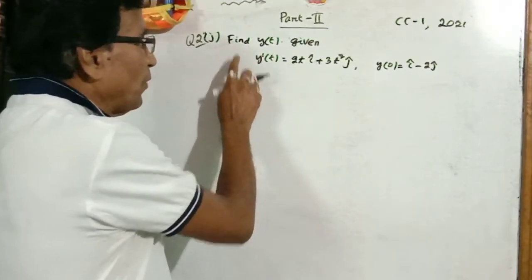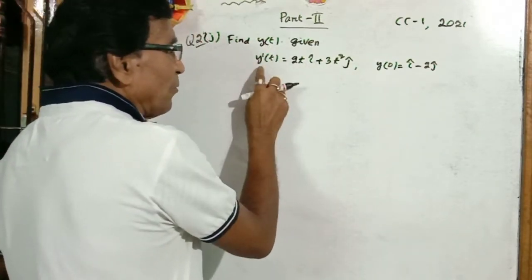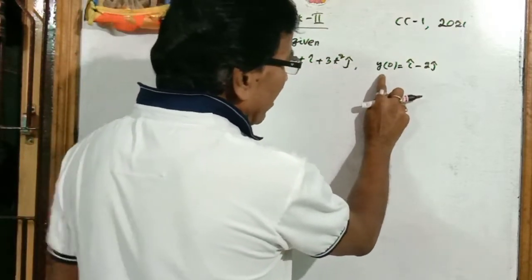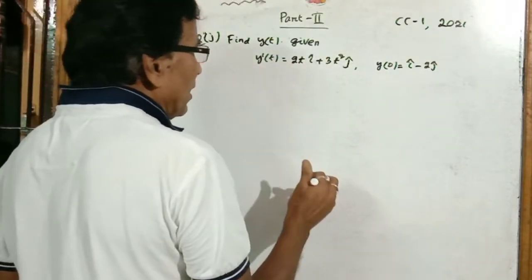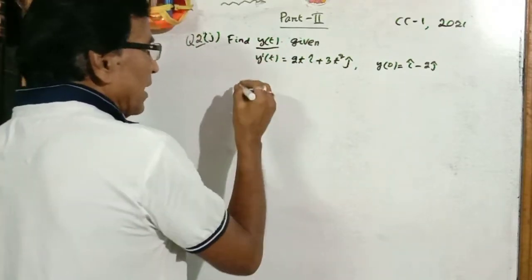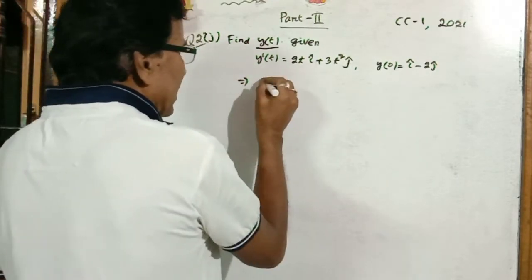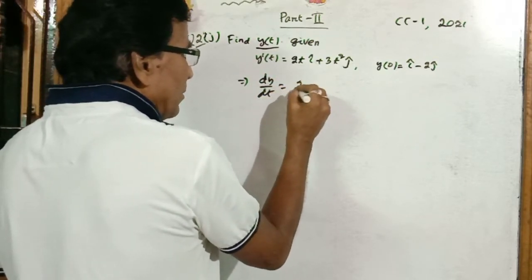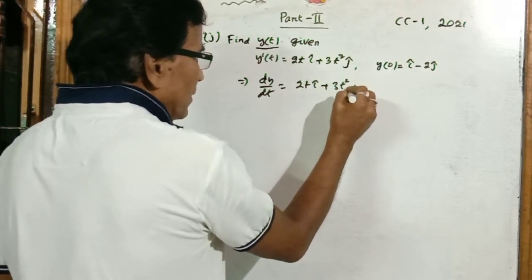Here you see we have to find out y of t, that means a particular solution y of t, given that y dash t is equal to 2t i cap plus 3t square j cap, where y of 0 is equal to i cap minus 2 j cap. Now here we have to find the particular solution. For that, you know that y dash t is nothing but dy by dt. So that is given to be 2t i cap plus 3t square j cap.